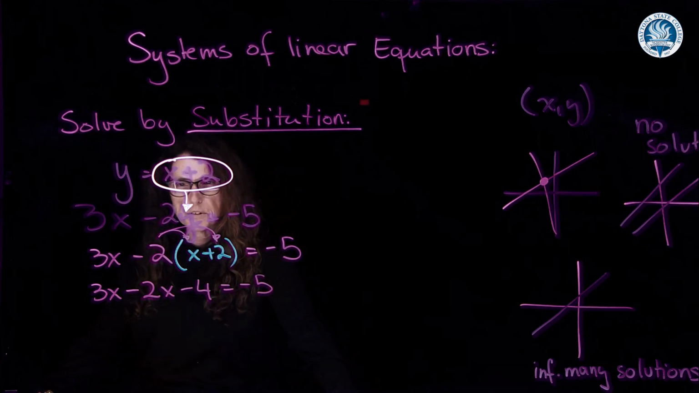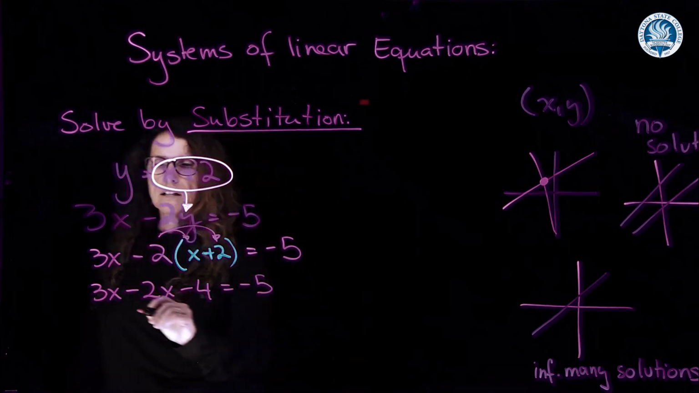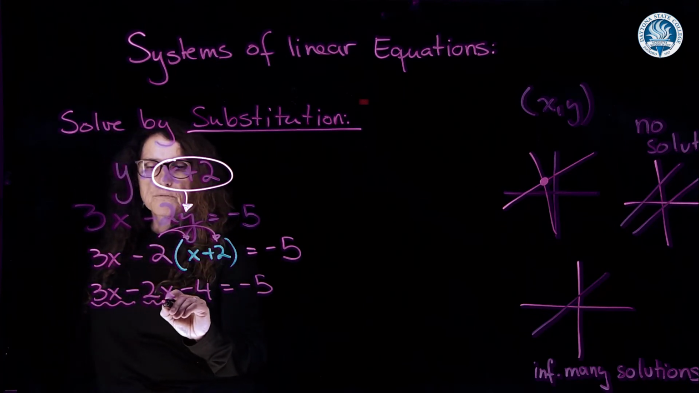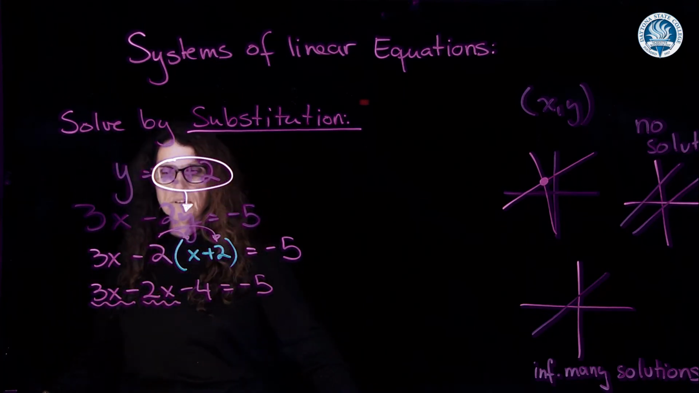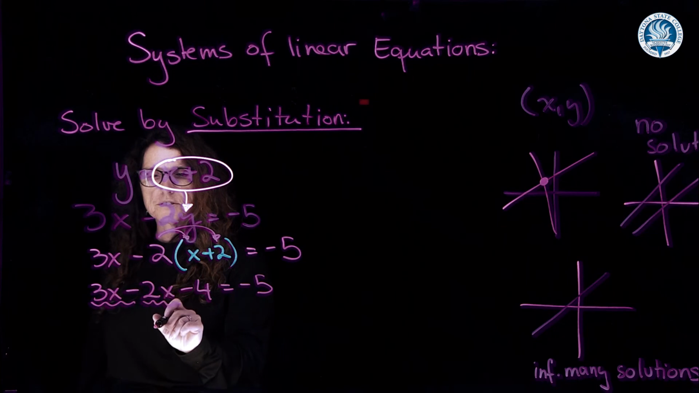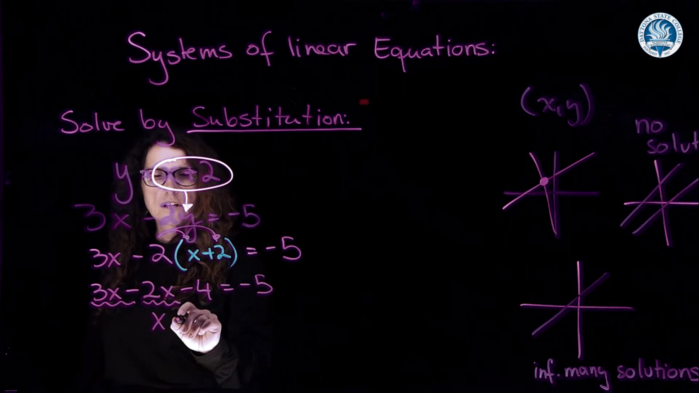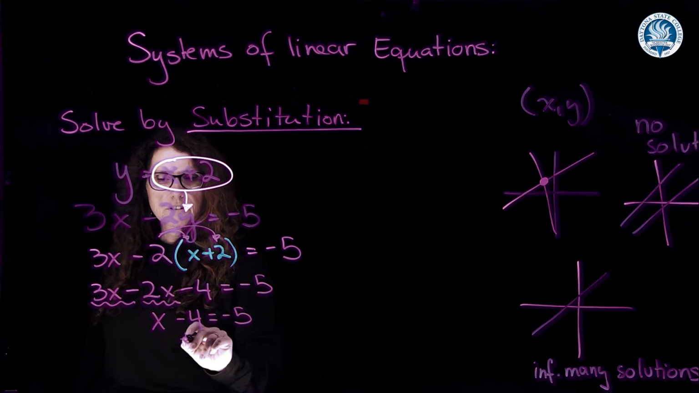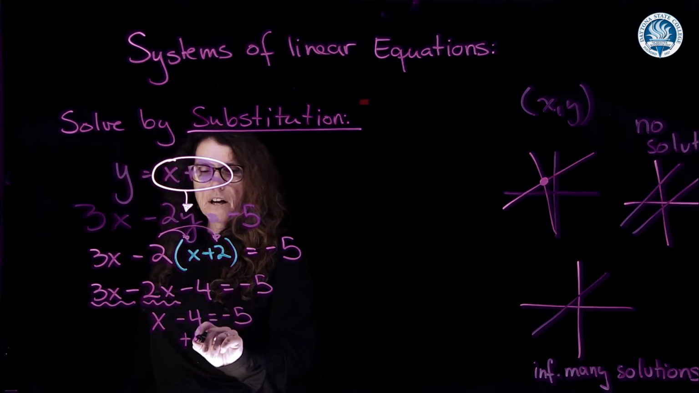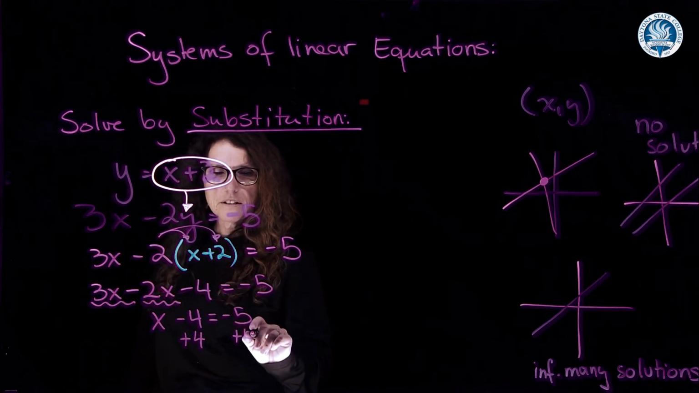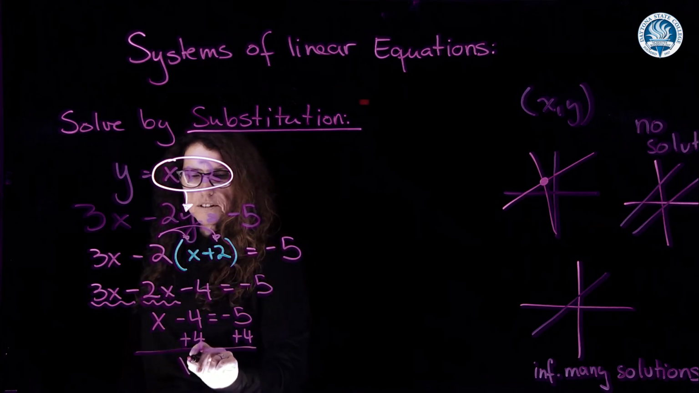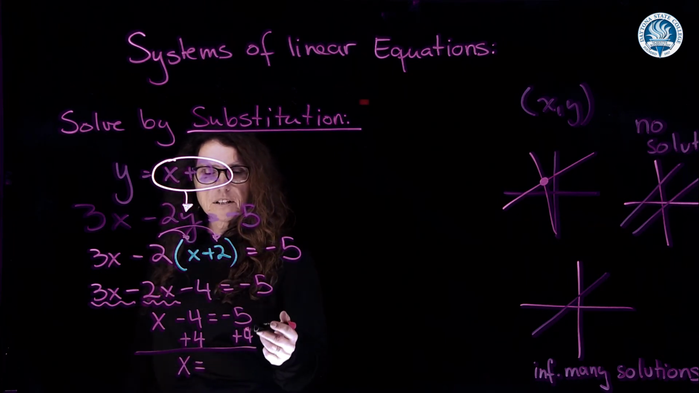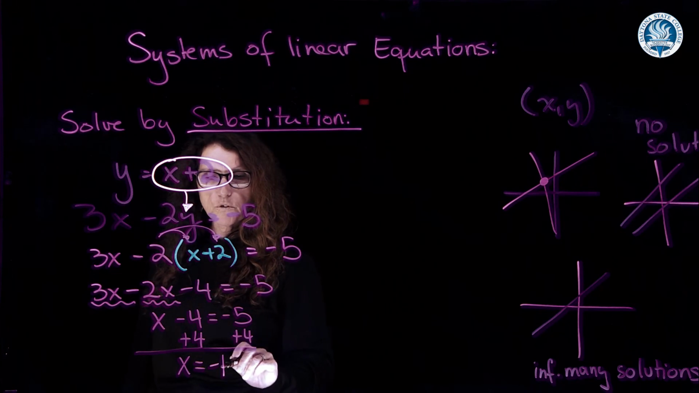We cleared the parentheses, now combine like terms. Which ones are like? 3x minus 2x, beautiful. 3 minus 2 is 1x, minus 4 equals negative 5. The only step left is to add 4 to both sides, which leaves us with x equals negative 5 plus 4, which is negative 1.